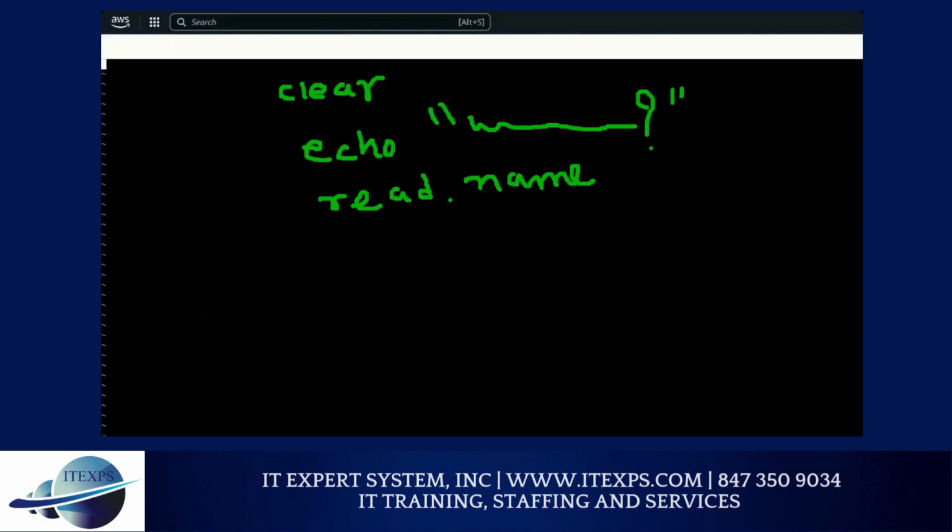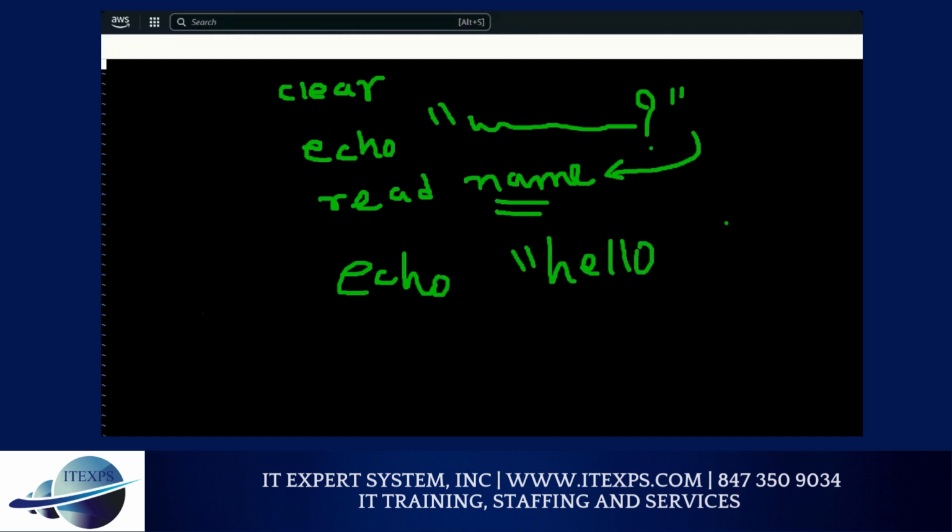So you say read, there is a space. I'm typing properly so you can easily understand. Read name. So you are saying, hey, enter your name. Whatever name you enter will go to this variable. This variable will hold your name. Now I want to print it again. I can say echo, space, double quotation, hello, then space, dollar, and then the variable name. Anytime you want to print what you have inside, you have to use dollar. So when you're receiving, you don't use dollar, but when you're printing or giving, you use dollar.